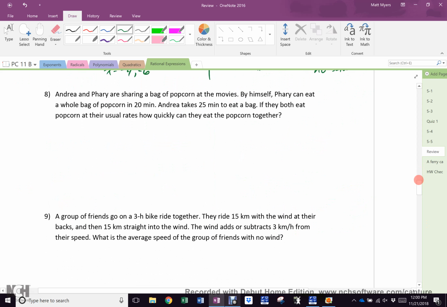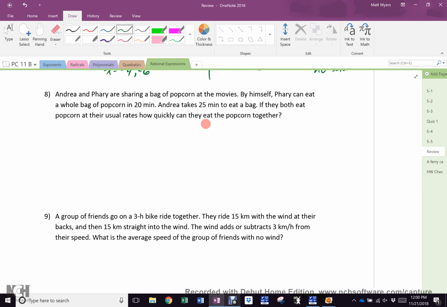All right. They're sharing a bag of popcorn at the movies. By himself, Fari can eat a whole bag in 20 minutes. Andrea takes 25 minutes to eat the bag. If they eat the bag of popcorn together, how long will it take? 45 minutes. No. One of you is going to say that on your test. I don't know why. But one of you will actually say that working together, they will take twice as long.